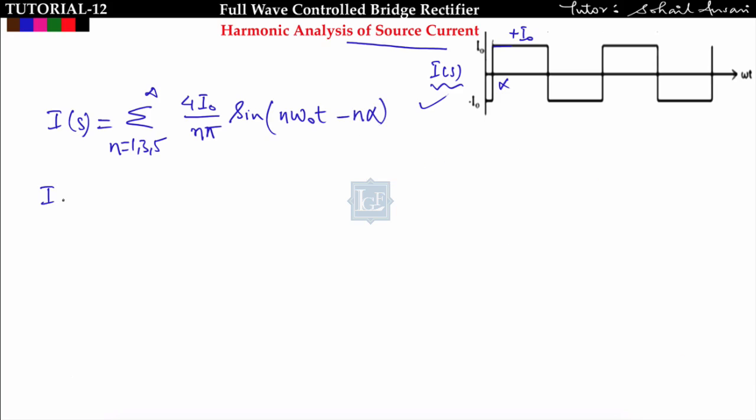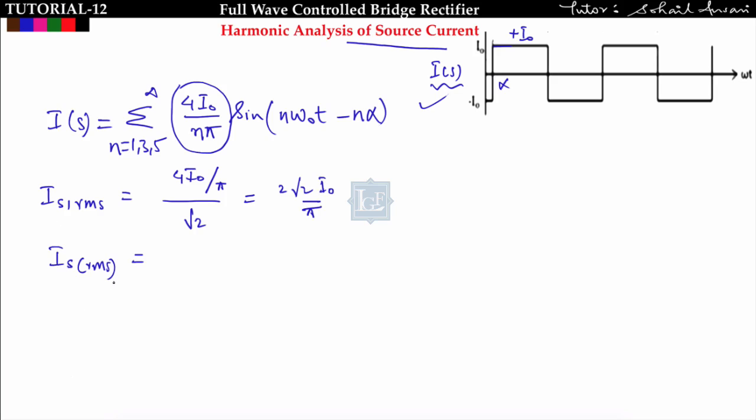Now find the IS1 RMS, meaning the fundamental RMS component of the source current. IS1 RMS is nothing but, put n equal to 1 here. This is the maximum value, and the maximum value divided by root 2 will give the RMS value. So IS1 RMS is equal to 4 I naught upon pi, divided by root 2, which comes out to be 2 root 2 I naught upon pi.